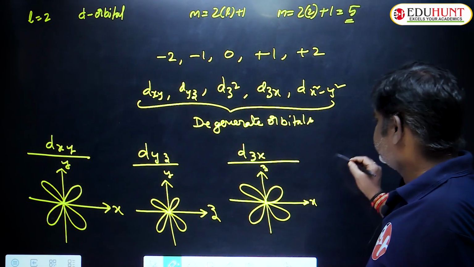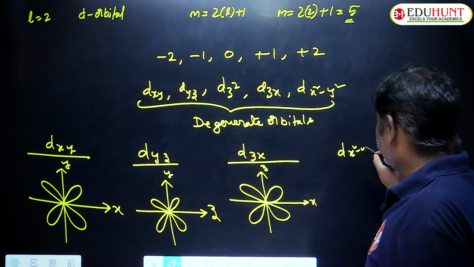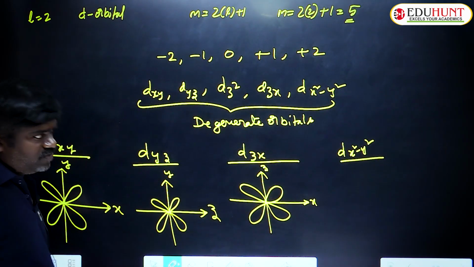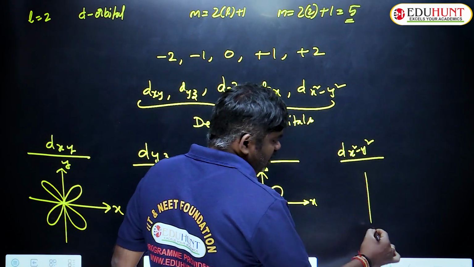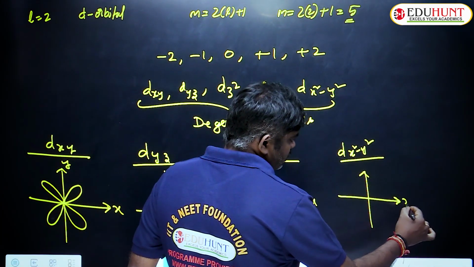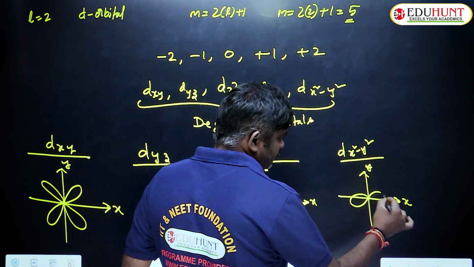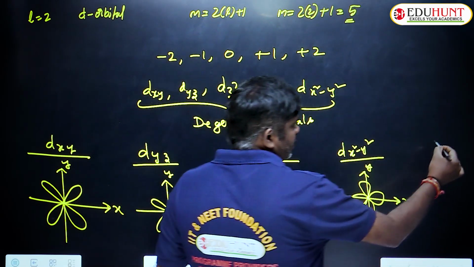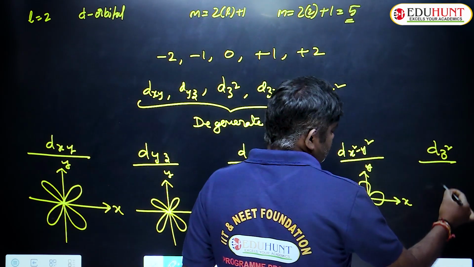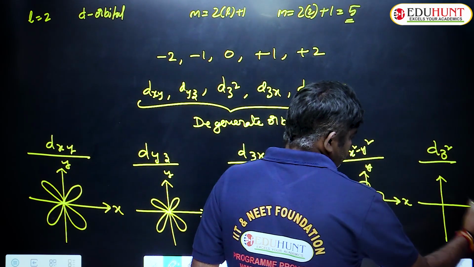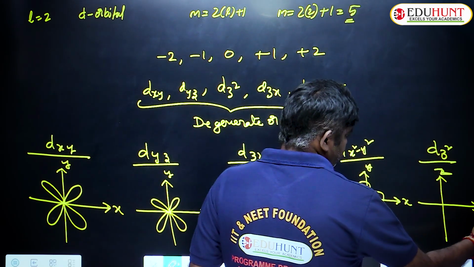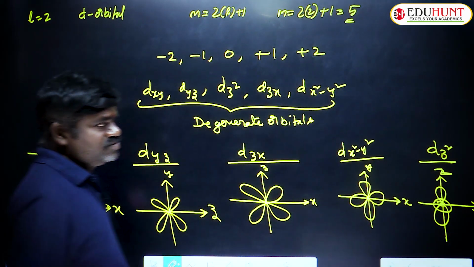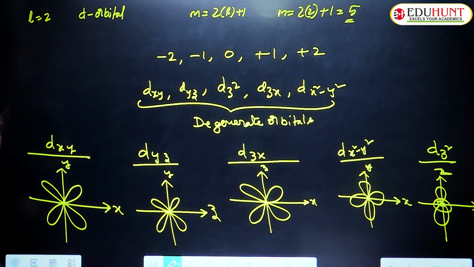dx square minus y square means the orbital is along the axes, that is the x-axis and y-axis. This is known as dx square minus y square. And dz square, here also, for example, take the z-axis and x-axis. The two lobes are present on the z-axis only. These are known as the shapes of orbitals.